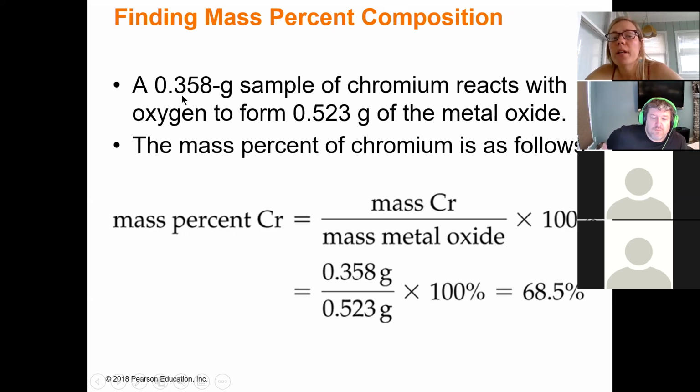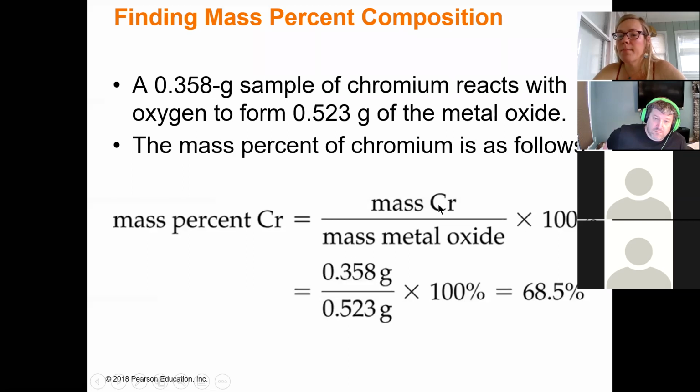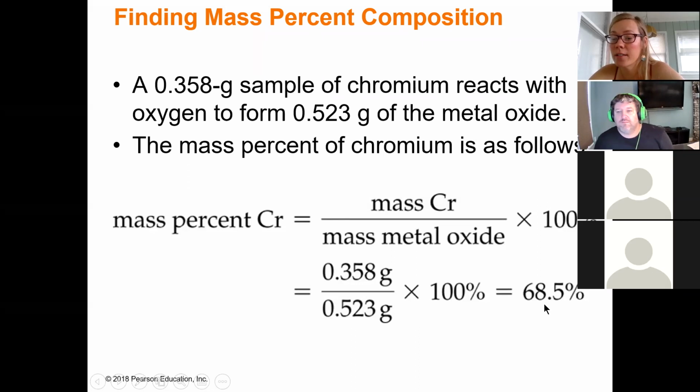It says, a 0.358 gram sample of chromium, so that's just the chromium, reacts with oxygen to form 0.523 grams of a metal oxide. When they say metal oxide, that's the compound. So we know how much chromium we have, and we know how much the whole material is at the end. For the mass percent of chromium, you take the mass of the chromium and divide it by the mass of the compound, or the total thing, and multiply by 100. So how much of this total sample is chromium? You take the part, divide it by the whole, and multiply by 100, and in this case you get 68.53%.